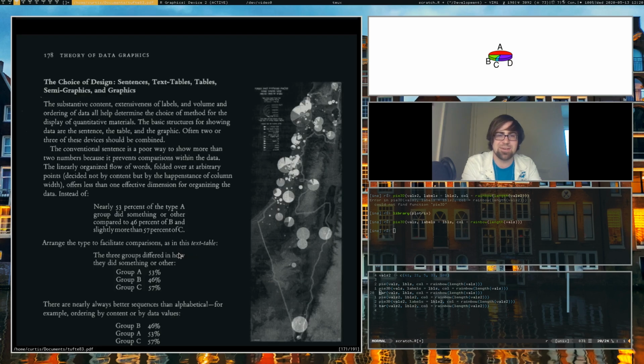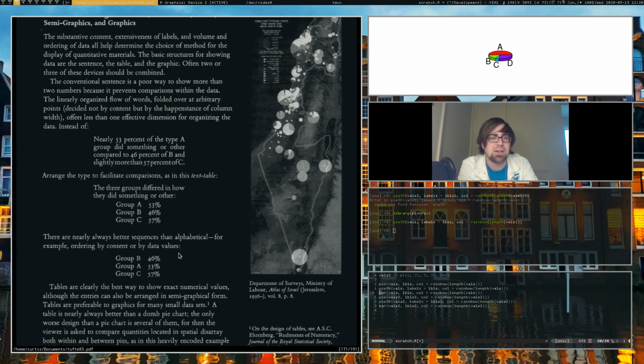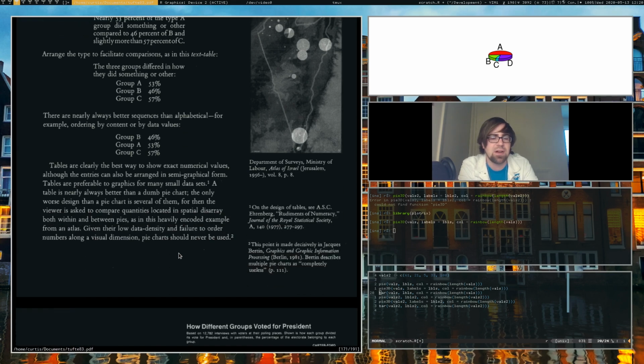Tables are clearly the best way to show exact numerical values, although the entries can be arranged in semi-graphical form. Tables are preferable to graphics for many small data sets. A table is nearly always better than a dumb pie chart. The only worse design than a pie chart is several of them, for then the viewer is asked to compare quantities located in spatial disarray, both within and between pies.